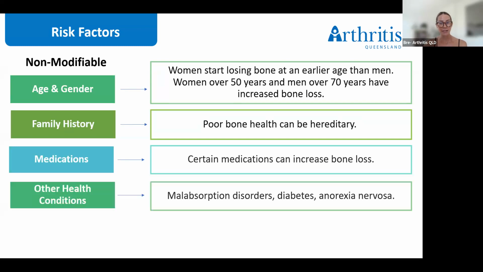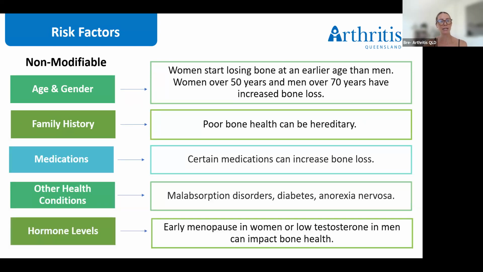Some other health conditions can also impact our bone health, and these include celiac disease or inflammatory bowel disease and other malabsorption disorders, and then also diabetes and anorexia nervosa, as well as endocrine and hormonal diseases and certain cancers. So all of these health conditions can impact our bone health. And then the last one is our hormone levels. Early menopause in women can result in low hormone levels, as well as low testosterone in men. So all these low hormone levels can impact our bone health as well.